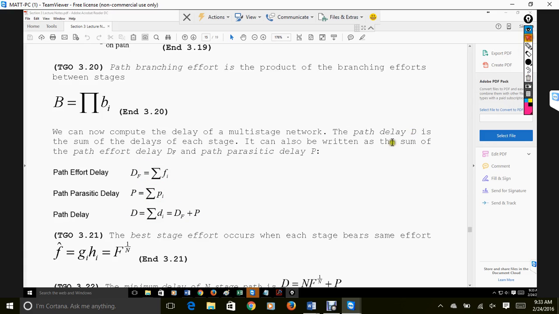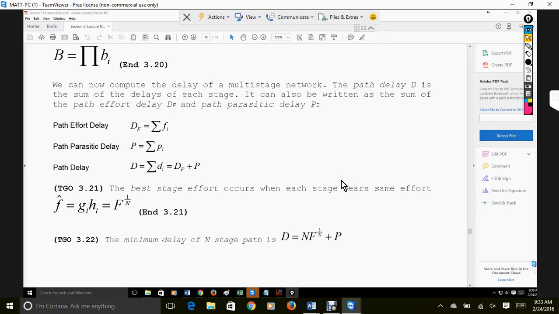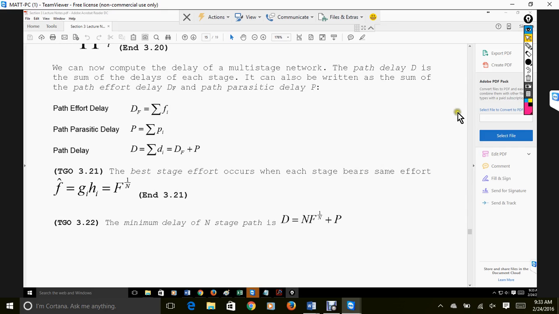3.21 is basically saying that if you have a set of stages and you've designed it such that the effort in each stage is the same effort, we define that as the best stage effort. That's equal to the multiplication of the logical effort times the electrical effort, and that's equal to the overall effort F to the 1 over n, right? So F is your overall effort, and that allows you to figure out your best stage effort, which is an ideal number.